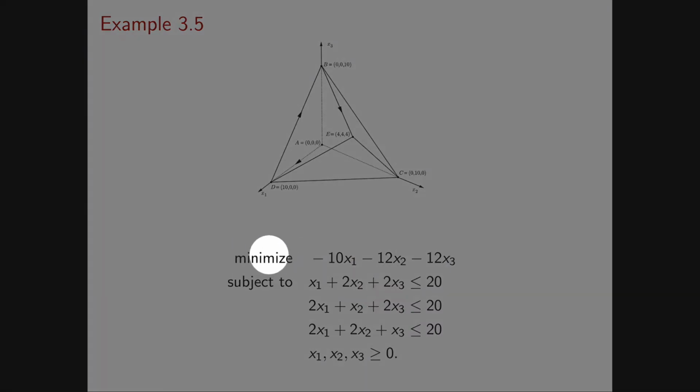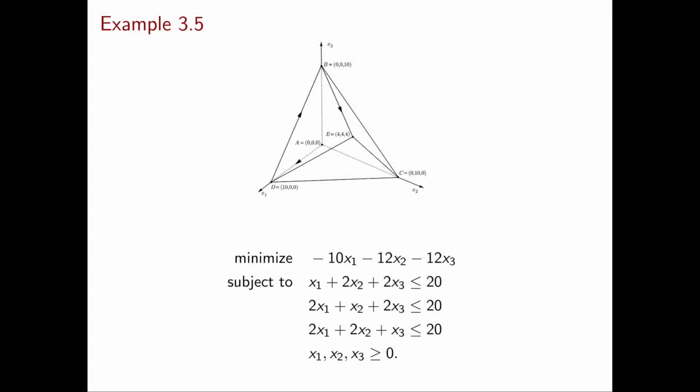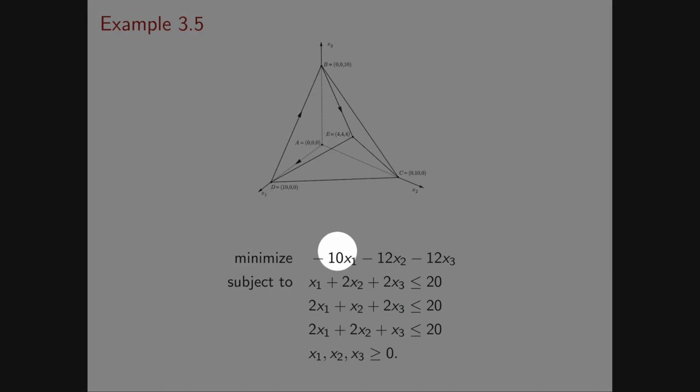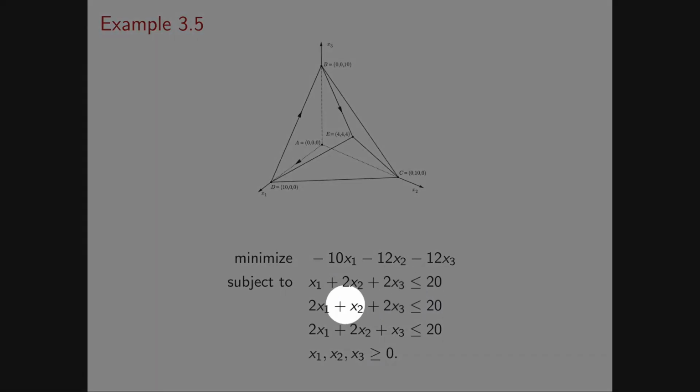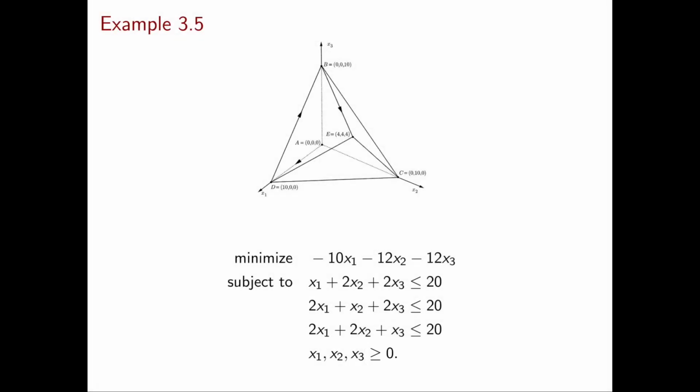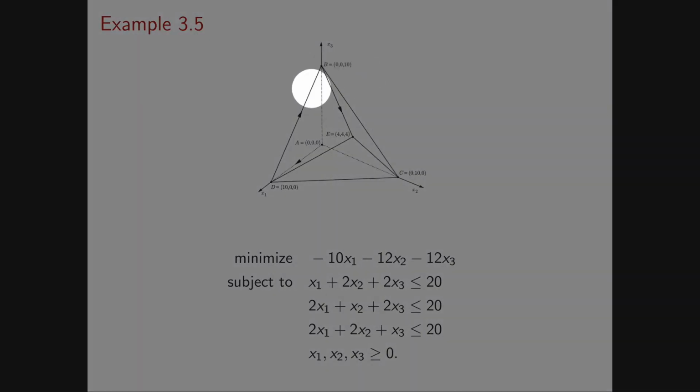This is the linear programming problem that we consider in this example. So we minimize minus 10x1, minus 12x2, minus 12x3. The constraints are x1 plus 2x2 plus 2x3 less than or equal to 20, 2x1 plus x2 plus 2x3 less than or equal to 20, 2x1 plus 2x2 plus x3 less than or equal to 20, and x1, x2, x3 greater than or equal to 0. This problem has 3 variables, and so we can visualize it nicely in dimension 3. You can find above the corresponding picture.